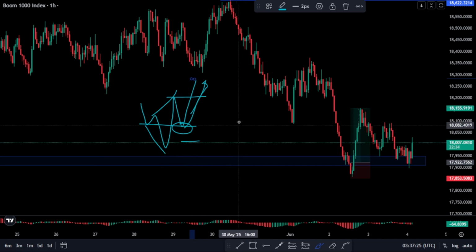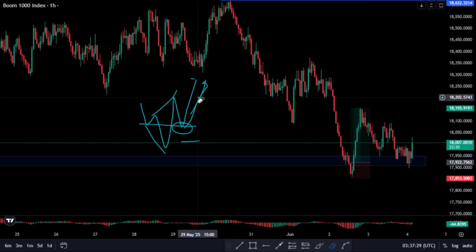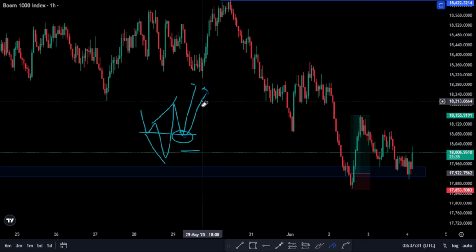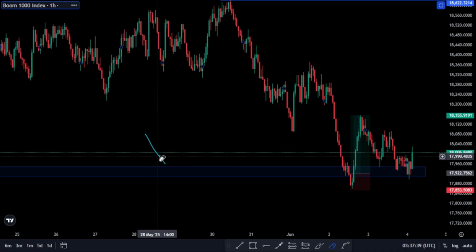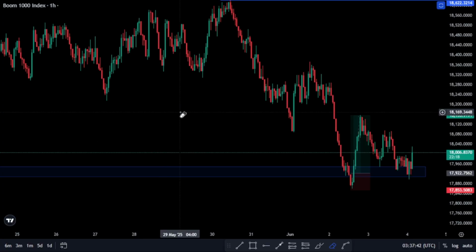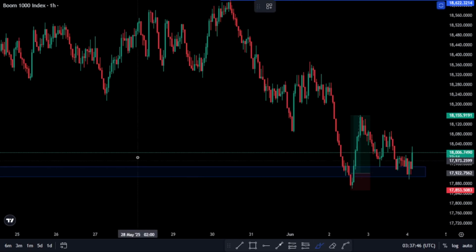And definitely you have to consider market structure. We don't just trade QM patterns. And I think in my previous video, I shared one of the reasons why some of the QM patterns don't work. You can check that previous video over there. It's going to show you that as well.